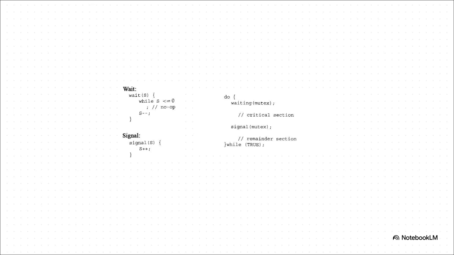And you can think of it like this. Wait is like trying to get the key to a locked room, the critical section. If the key is available, you take it, the counter goes down, and you go in. If it's not, you wait. Signal is what you do when you leave. You put the key back, the counter goes up, so the next person can get in. And that's exactly how we use it. A process calls wait right before its critical code and signal right after.